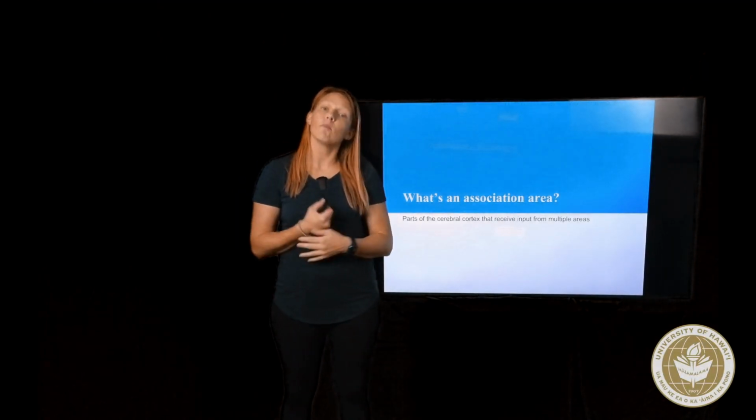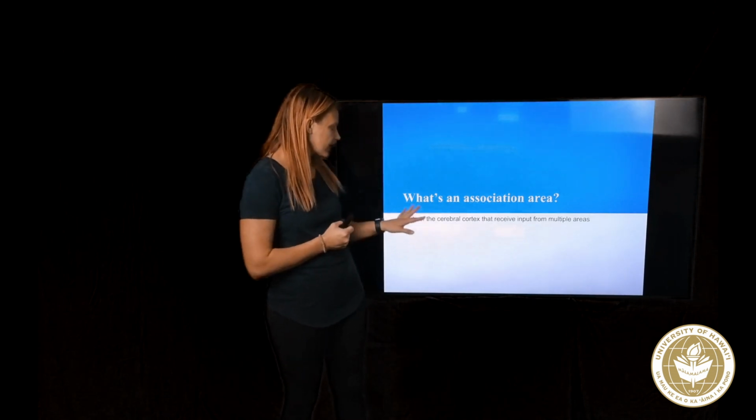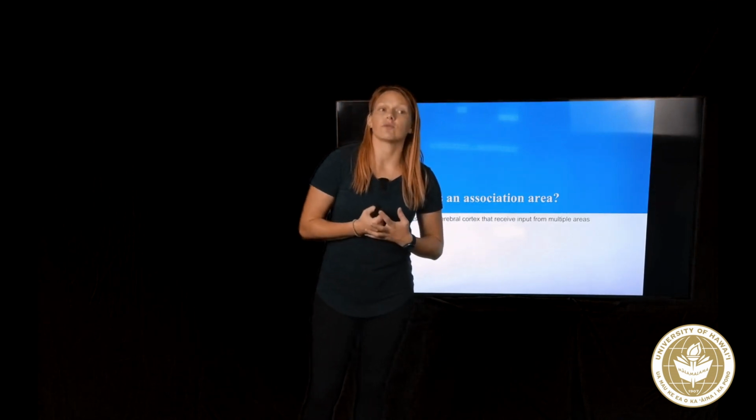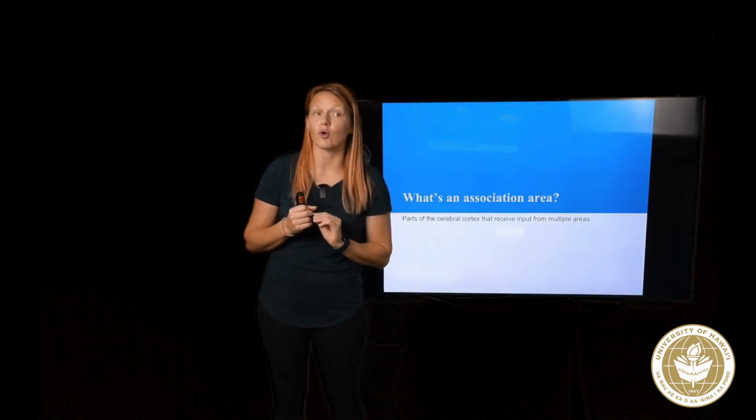So we talked about motor areas, right? Now we're going to go on to talking about association areas. So what exactly is an association area? This is going to be parts of the cerebral cortex that receive input from multiple different areas, and they kind of take all that information and output it. So association area just refers to anything that's not the primary motor or the sensory areas.